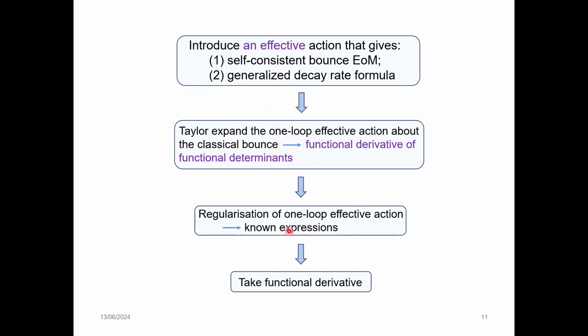Also, the one loop effective action is divergent, so you have to do some regularization. But for this, people have already done it. I will show you two formulas for the regularized one loop effective action. And with that, we can finally take the functional derivative. As I said, you will have a new quantity to compute, the functional derivative. And then with all of this, you can get the one loop self-consistent bounce and also the quantum corrected nucleation rate.